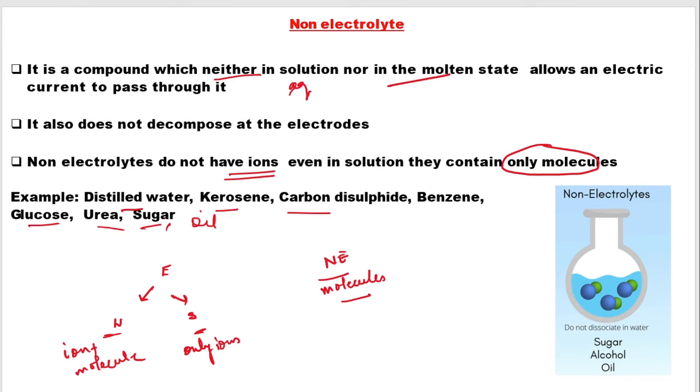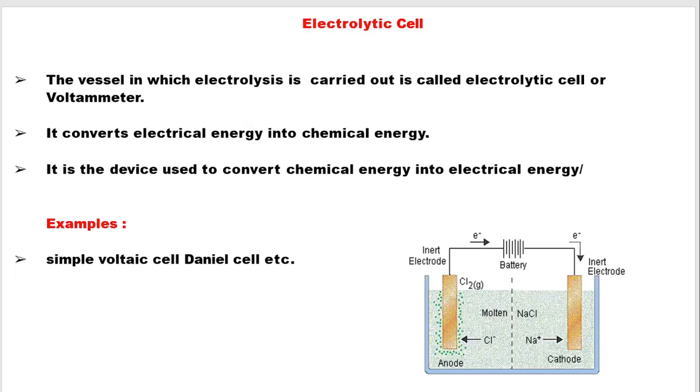Now to conduct electrolysis, we need a vessel where we can carry out electrolysis. That is known as an electrolytic cell or voltameter. So what is its use? It will convert electrical energy, because you are passing electricity, into a chemical reaction so that a chemical reaction can occur. It is composed of two electrodes, two ends which will consist of two electrodes. Examples of electrolytic cells are voltaic cell and Daniell cells.